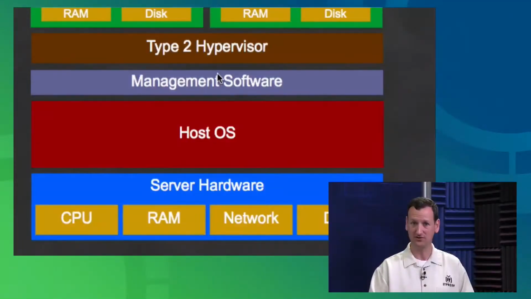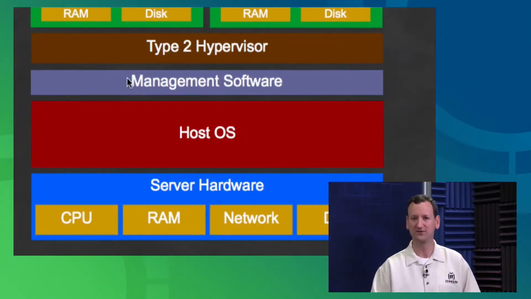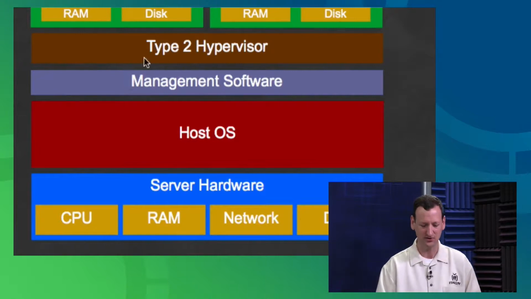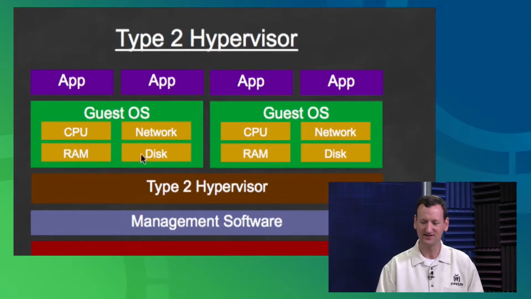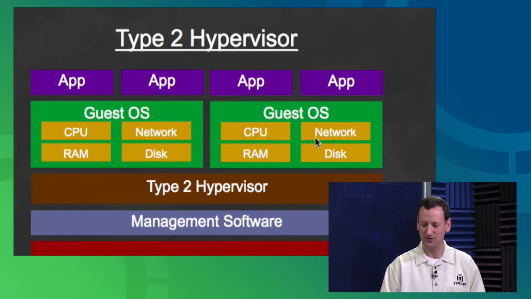So you install a host OS, and then on top of that host OS, you install whatever that type 2 hypervisor product is, right? Let's just say it's VMware Fusion. I'm running that on my laptop right now. So I install VMware Fusion. Well, then what VMware Fusion does is every time you create a virtual machine on it, it creates a fake set of hardware, a CPU, RAM, network, disk for this guest OS, and then CPU, RAM, network, disk for this other guest OS.